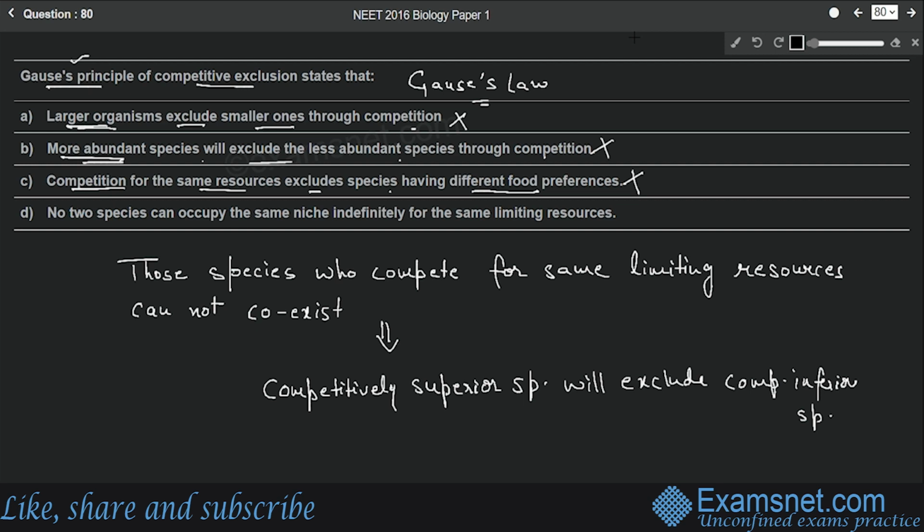Then the last one says no two species can occupy the same niche indefinitely for the same limiting resources. So yes, this is correct, because ultimately the competitively superior one will eliminate or exclude the competitively inferior one. So the correct answer is option number D.